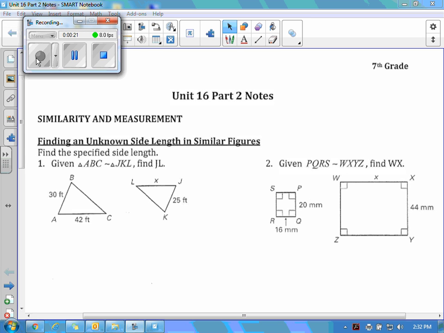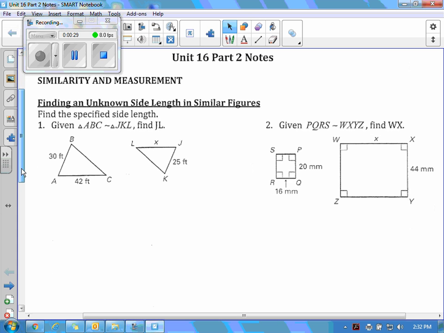So the first part says finding an unknown side length in similar figures. Find the specified side length. Number 1 says given triangle ABC is similar to triangle JKL, find JL. So what we need to remember when we're dealing with side lengths is that the ratios of the side lengths are the same. There's a couple ways we can do this.